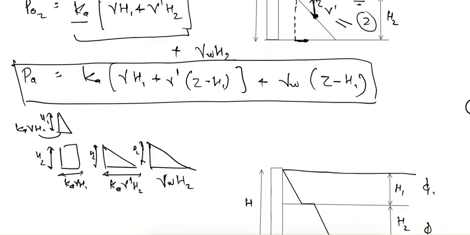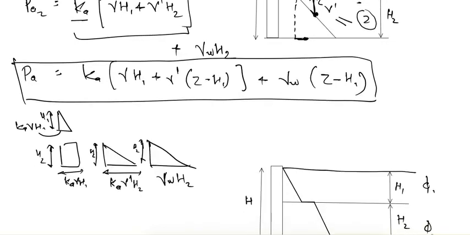So you can find the area of all these diagrams. Here this would be acting at this level, that is half Ka gamma H1 square. Here it would be acting at the center, that is Ka gamma H1 H2.